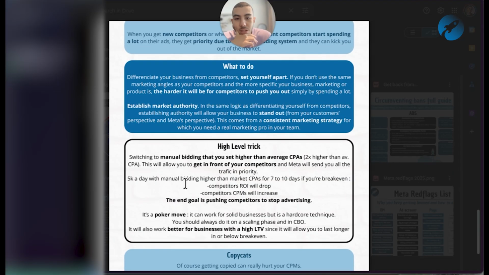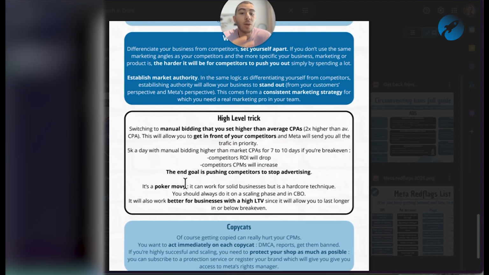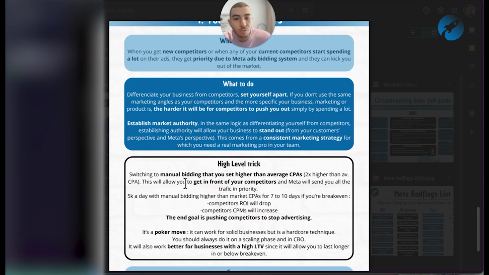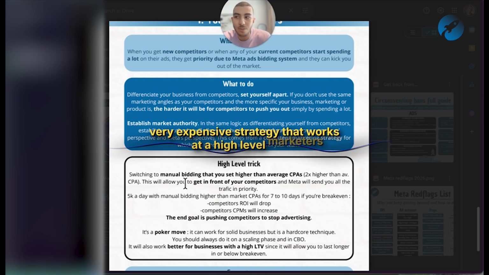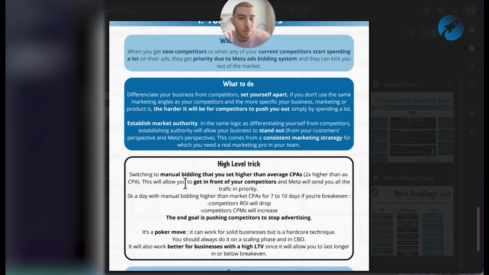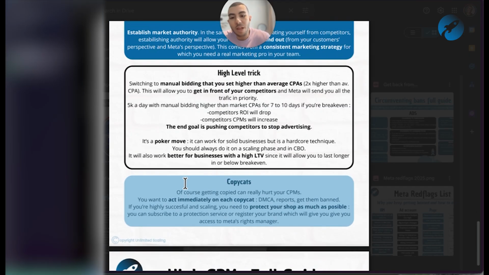So here we have some tricks. You could do manual bidding. That's a way to kick out a competitor. I will not dig too much on details on it, but basically you could do manual bidding and increase a lot, like push the budget, push Meta to spend a lot on your ads, because you accept to have a cost per acquisition that is higher, and then basically Meta will send you the traffic, and then the competitor will be like, what the fuck, why is there no traffic today? It's because you're taking most of the bidding. But this is a very expensive strategy that works at the high level marketers. Just showing this, to scale anything past 50k days, then it makes sense to use this, or at least like 30k days.